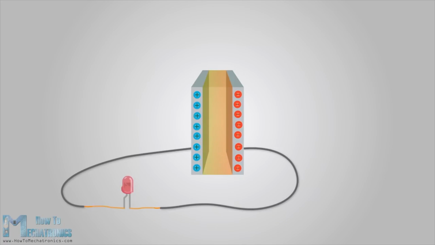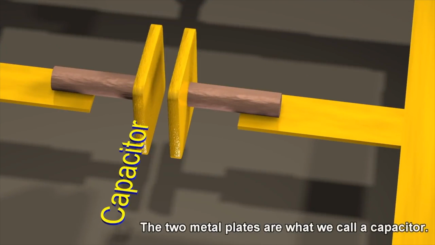Now, if we connect the two ends of the capacitor through a load, a current will start flowing through the load. The accumulated electrons from the first plate will start moving to the second plate until both plates become electrically neutral again. So that's the basic working principle of a capacitor, and now let's take a look at some application examples. The two metal plates are what we call a capacitor.